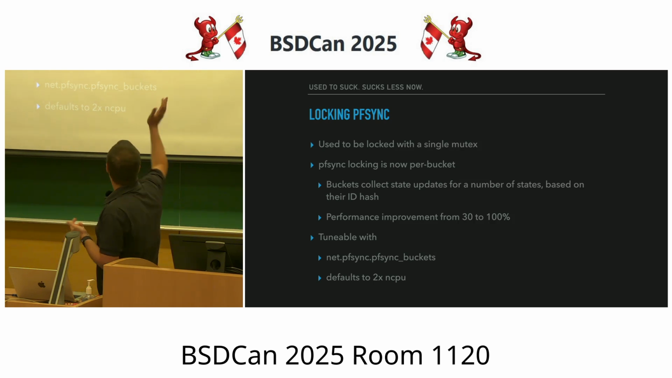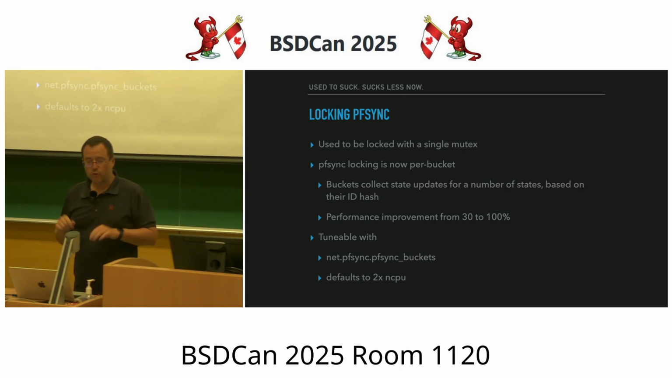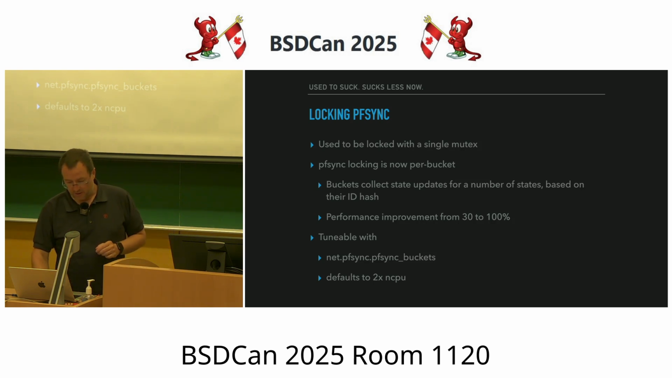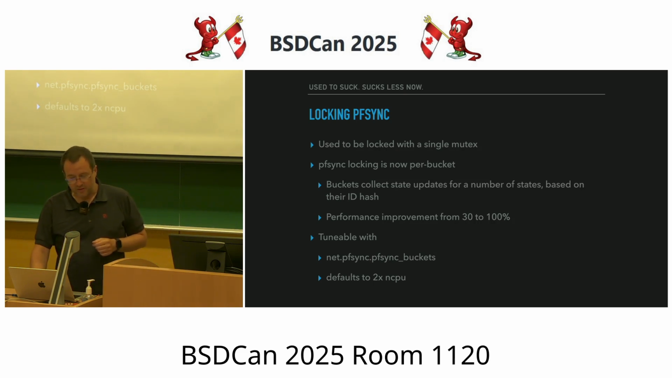We've seen performance improvements of 30 to 100%. You can tweak the number of buckets. My experiment showed that if you've got twice as many buckets as you have CPU cores, you get most of your performance without making things too much more difficult. And that is live in all current FreeBSD versions. As I said, it was done in 2018.